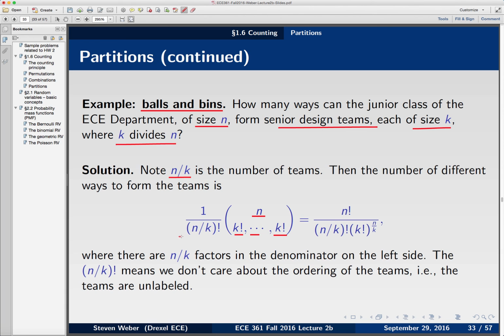What I didn't yet explain is the presence of this term 1 over n over k factorial. Remember that n over k is the number of teams. In the multinomial coefficient, we assume that the bins are ordered. Bin 1, bin 2, all the way through bin, in this case, n over k. We don't care which students are in which team. We only care that the teams be distinct. And therefore we divide by n over k factorial to eliminate the ordering of the teams.